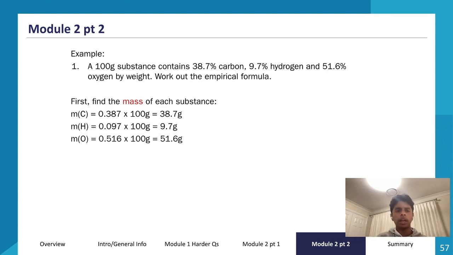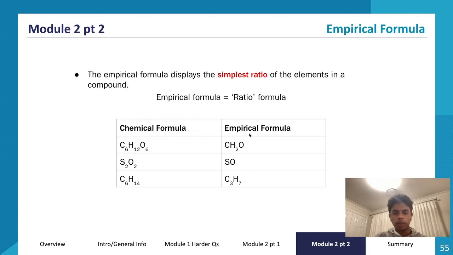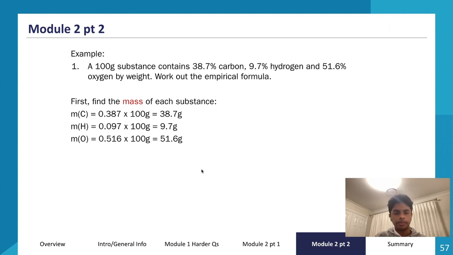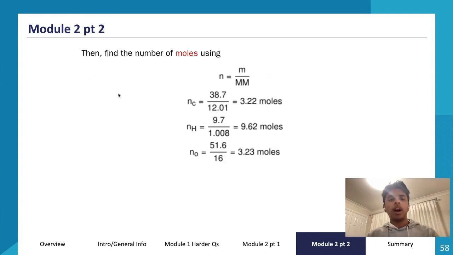And if you think back to what I mentioned before, this is where we put what we learned about moles into application. So if you use that as a hint, you'll realize that we need to use moles to calculate the empirical formula. First, we find the mass. Then, applying our concept of moles, we need to find the moles of these substances. So our next step is to find the number of moles.